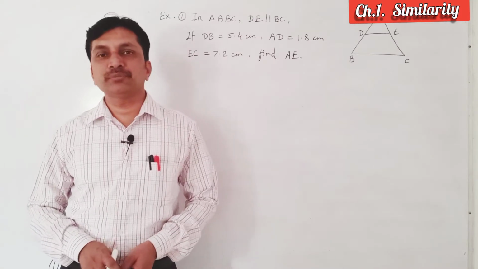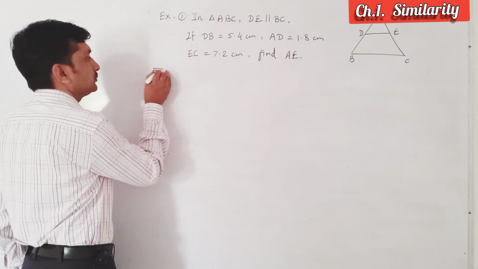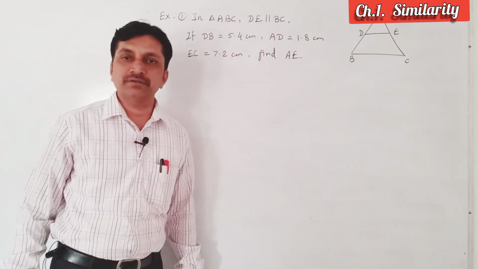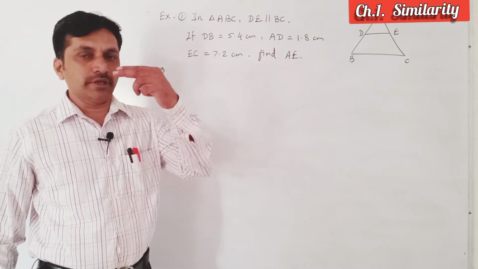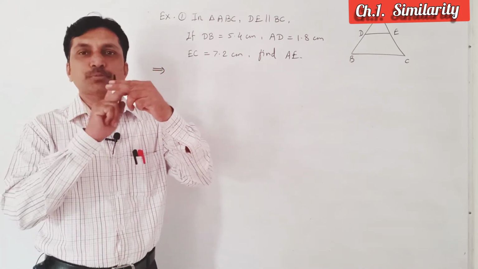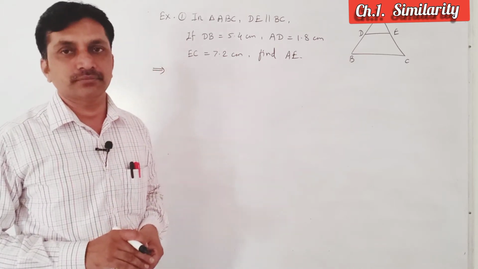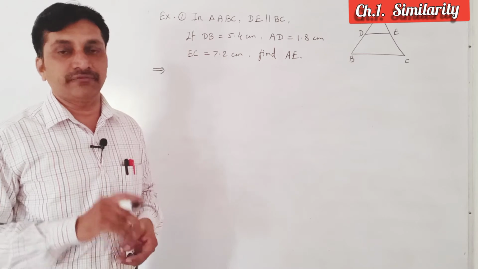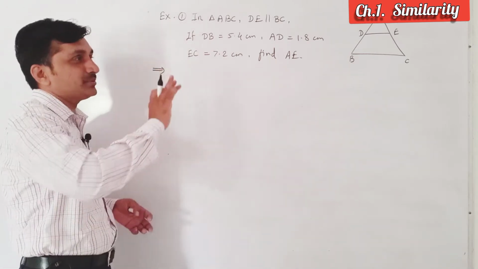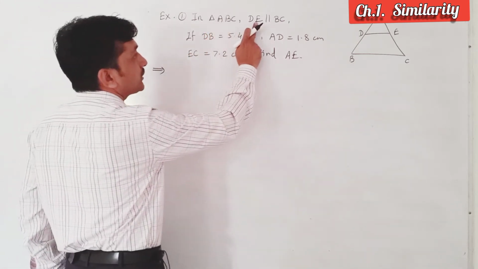Now let's see example number one, which is based on the basic proportionality theorem. Now here a very important condition is that a line should be parallel to a side. If a line is not parallel to a side, then we cannot use BPT. If it is there, then it is very easy. Therefore, that condition should be given in the example. Line parallel to a side. Now here you see line parallel to a side.